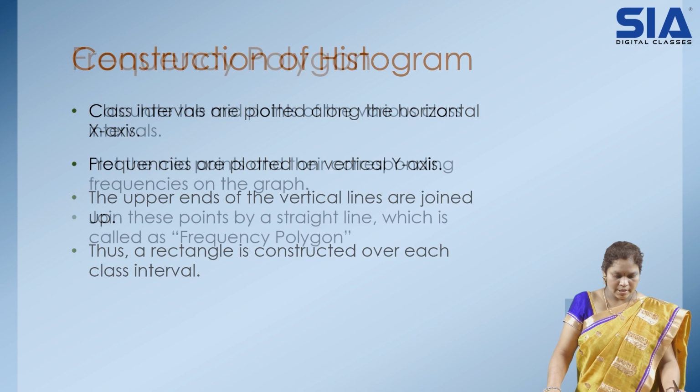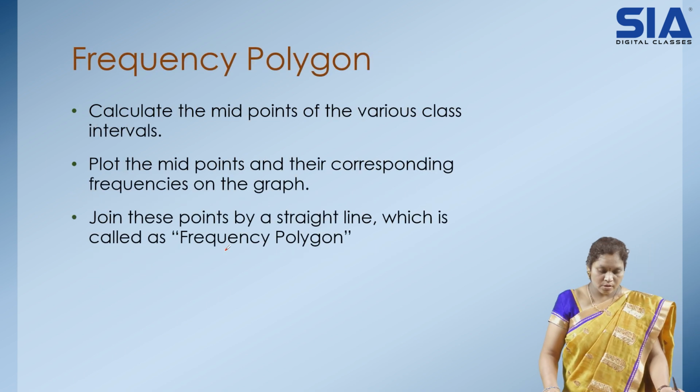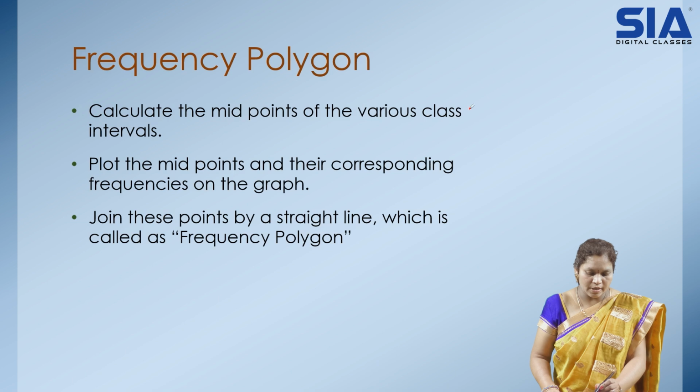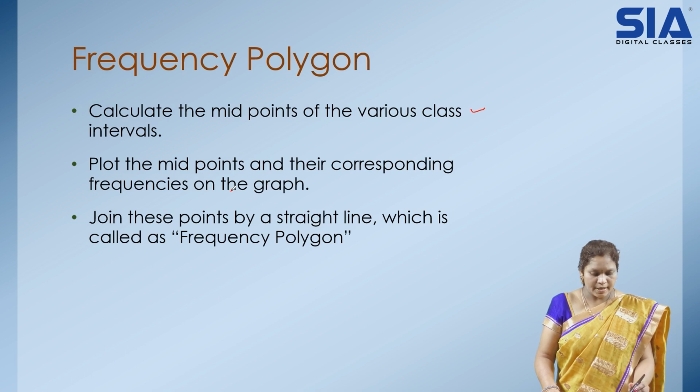So, before going to the example, one more concept we have. Let me explain that also first. We have frequency polygon here. Frequency polygon is nothing but calculating midpoints of the various class intervals, then finding midpoints and their corresponding frequencies on the graph. So all we need is to plot these values. So how it goes on, let us check it out using an example.